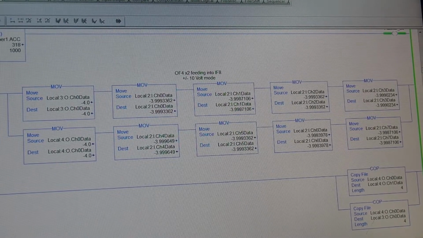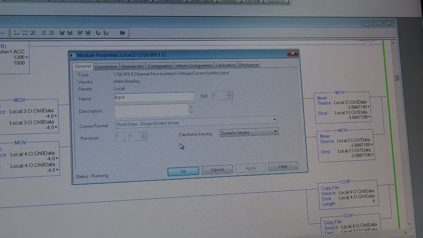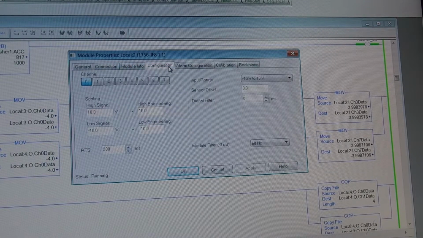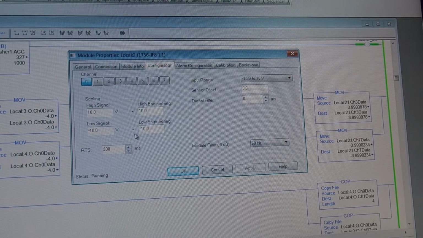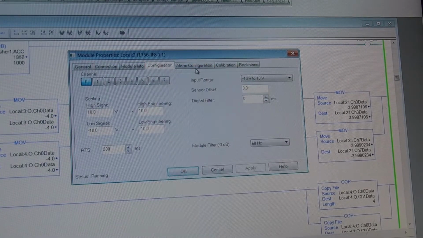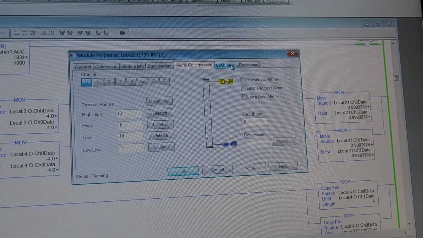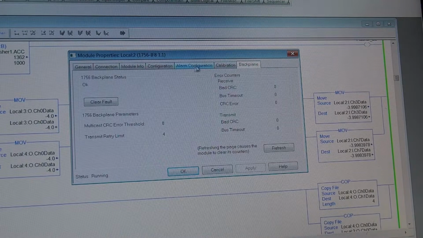So let's go into the configuration of the IF8 real quickly here. This is single-ended mode. So the IF8 is float data single-ended. Go into the configuration, and each channel is set up the same, and this is the standard one you created as a new one, plus minus 10 with low and high engineering. You also have to remember to go into the alarm configuration and either disable your alarms or use your alarms. And that's in the configuration. This is the alarm configuration, what to do if it happens, and then the calibration and the backplane.